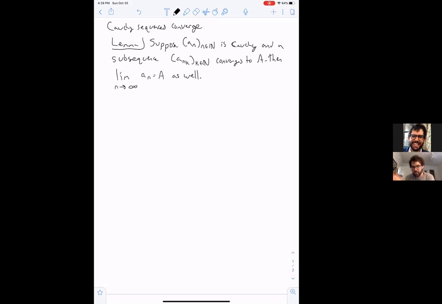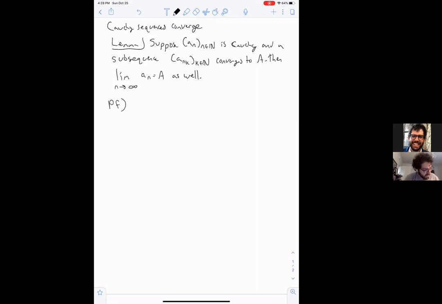So this says Cauchy sequences are really nice. It says that if I had a subsequence that converges, then my original sequence did too. And you can think about this as being kind of like what we proved for convergent sequences: all the subsequences of a convergent sequence converge to the same limit. So this says if I have a Cauchy sequence and some subsequence converging to some limit, then that limit is just the limit of my original sequence. All right, so let's prove this.